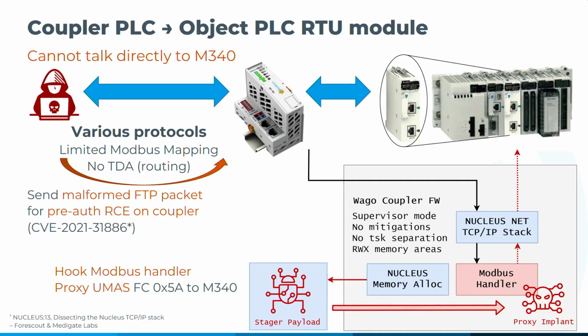Once we have code execution on the Wago coupler, what we do is we hook its Modbus handler to effectively become a proxy handler that allows me to speak the UMAS protocol, which is a protocol proprietary to Schneider Electric, under function code 0x5A to the M340 PLC.